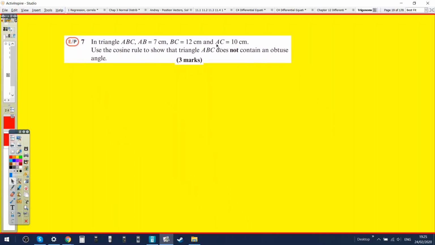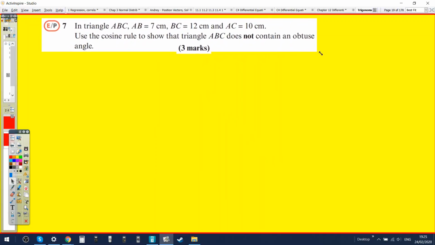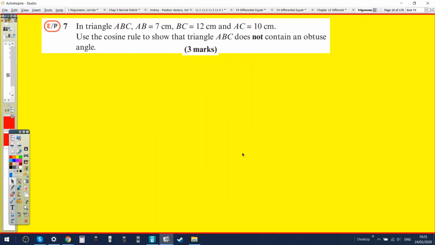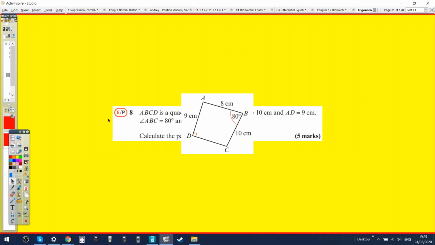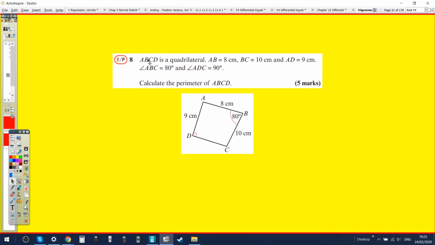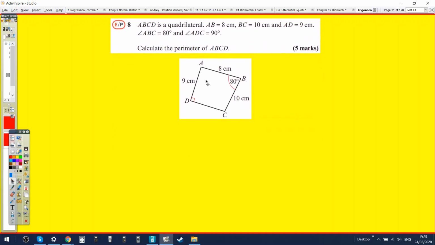Use the cosine rule to show that it does not contain an obtuse angle. What is an obtuse angle? Is that an angle between 90 to 180 degrees? Yeah. So bigger than 90, smaller than 180. That's fine. Just do the cosine rule 3 times. Okay, this one looks alright.